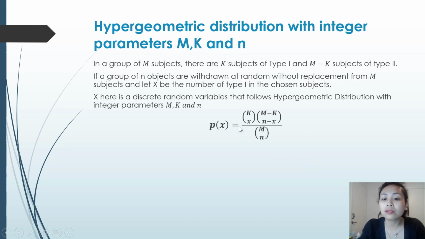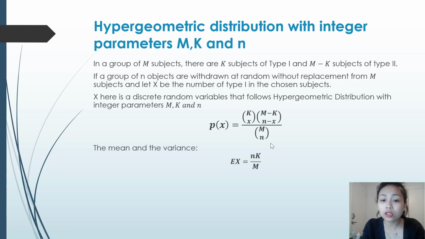And probability of x is basically k choose x times m minus k choose n minus x over m choose n, because the number of ways to choose the n group such that we have x from type 1 and n minus x from type 2 is k choose x times m minus k choose n minus x, and the number of total ways to withdraw n subjects from m subjects is m choose n. So the probability of x is k choose x, m minus k choose n minus x, over m choose n. The mean and the variance.